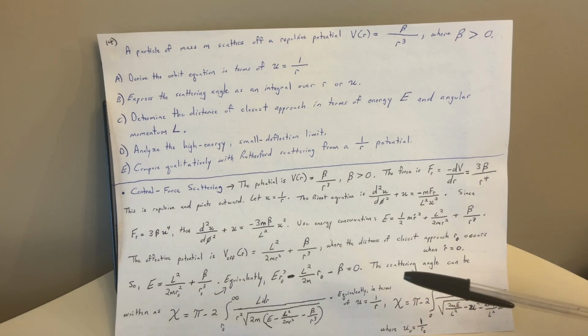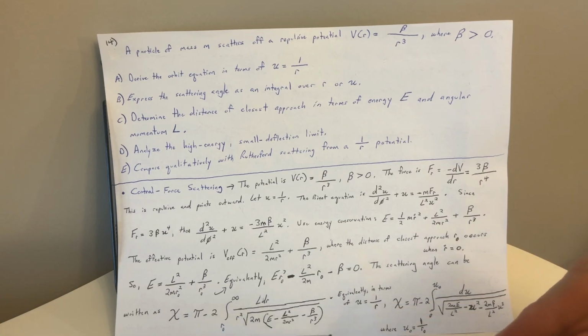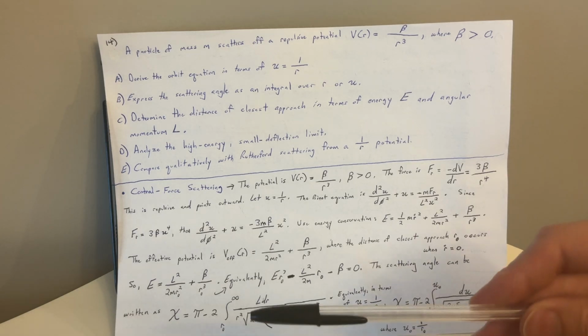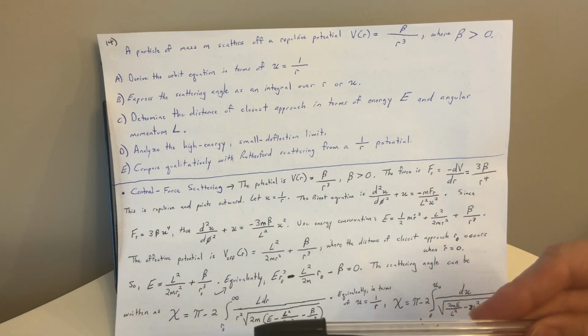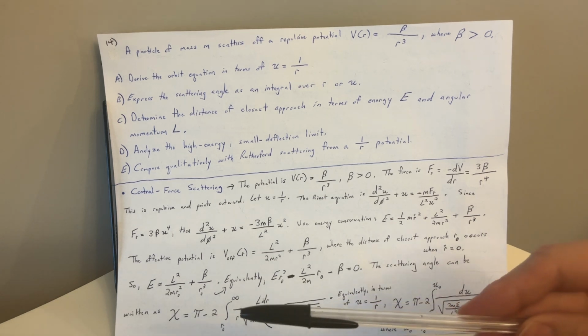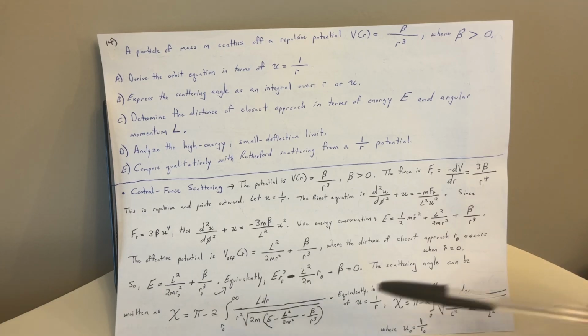So the scattering angle can be written as chi equals pi minus 2 times an integral, from r naught to infinity, of L dr divided by r squared times the square root of 2m times the quantity E minus L squared over 2m r squared minus beta over r cubed.